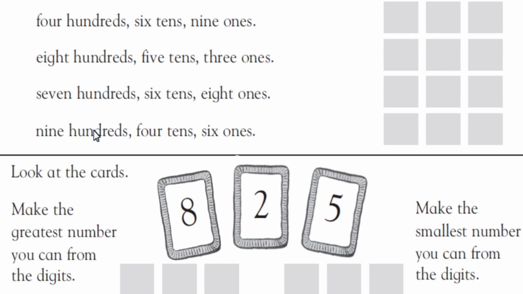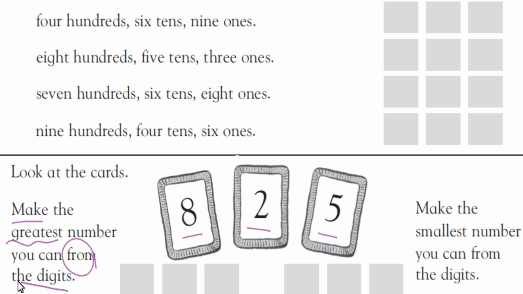Okay, so now the last part of the sheet. Here, look at the cards. Here, they give you 3 cards, one with 8, one with 2, and one with 5. And he wants you to use these 3 cards to make the greatest number and the smallest number. Okay, so here he tells you, make the greatest number you can form from the digits.